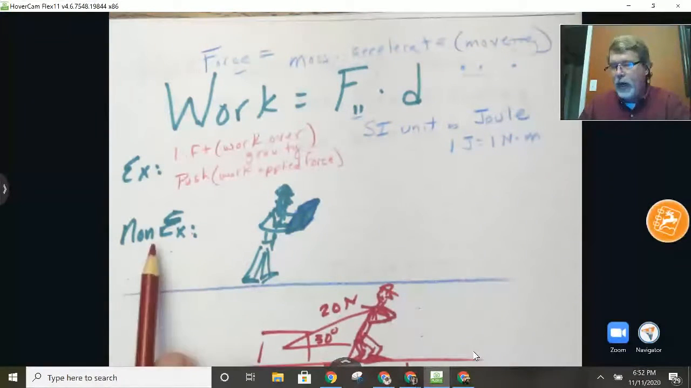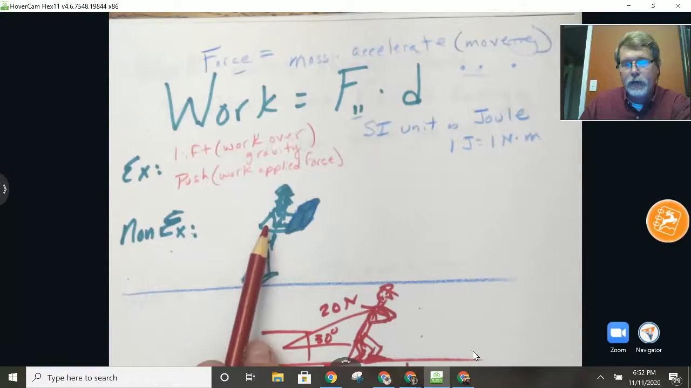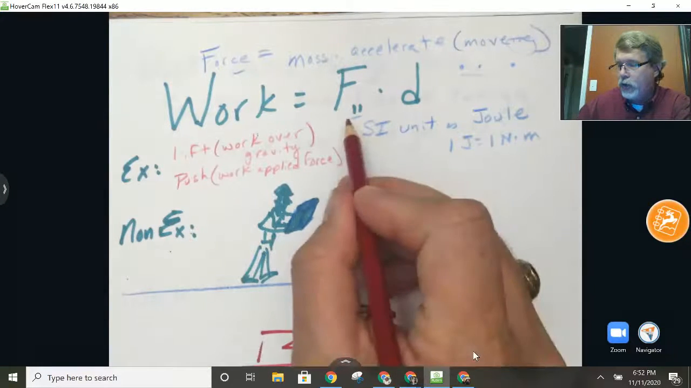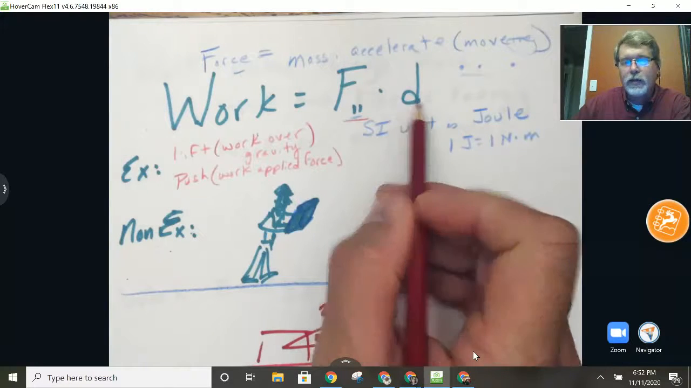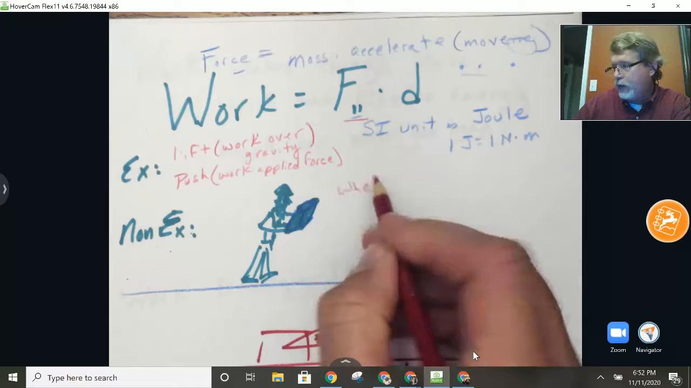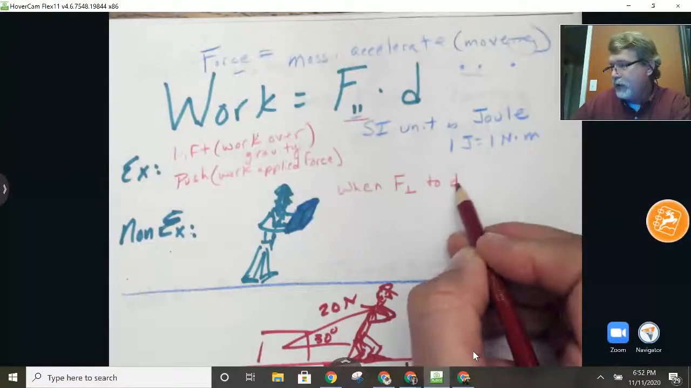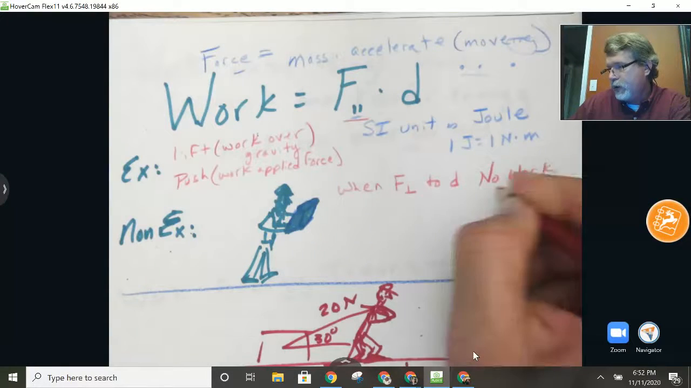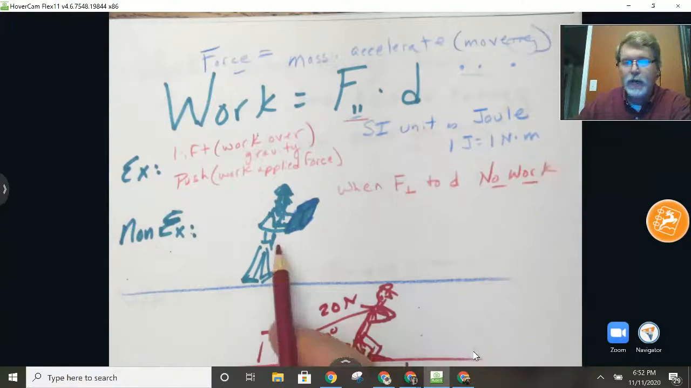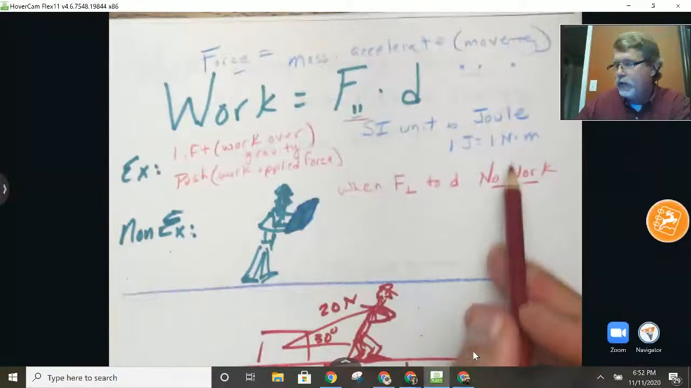All right, the big non-example is the one that we need to take a moment to look at. When are you not doing work? Well, you're not doing work when force is no longer parallel to displacement. So when the force is perpendicular to displacement, there's no work done. So like in this example, when you're carrying a box, or when you're carrying something, there's no work done.